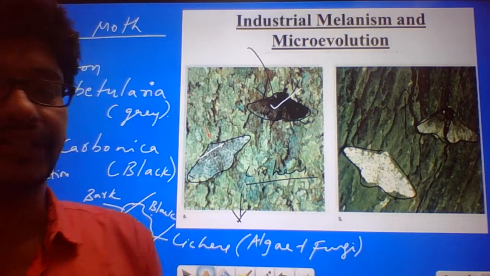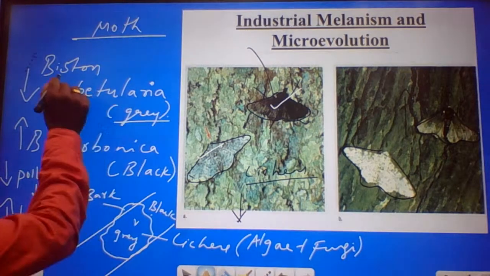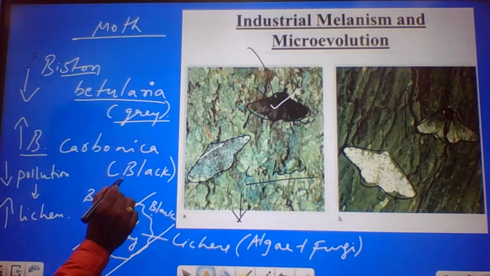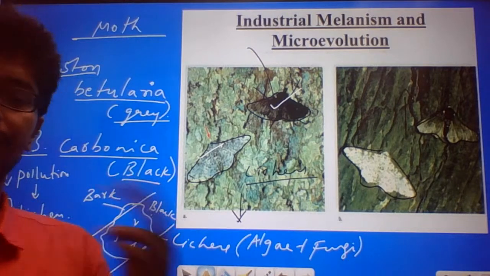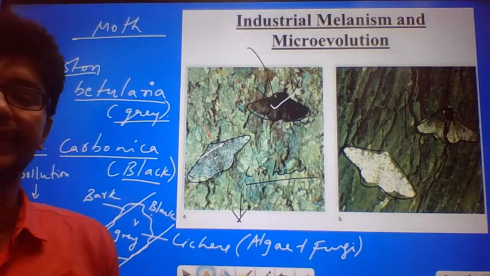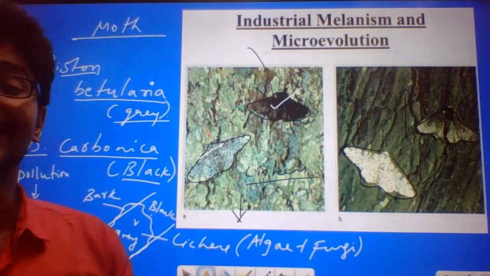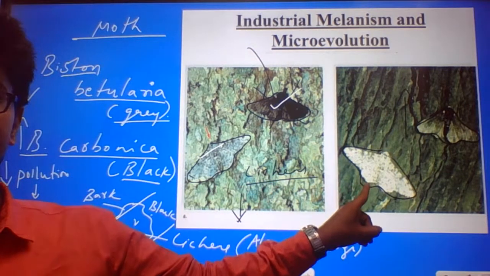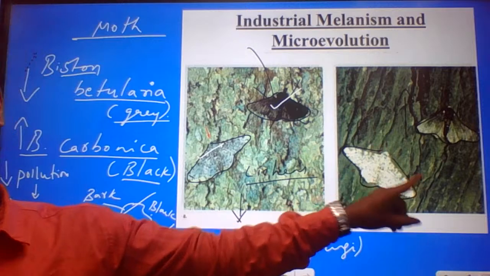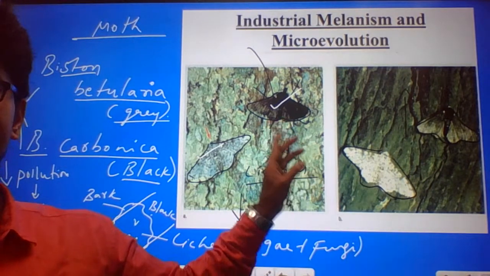So if they ask questions like the name of the moth, the gray moth is Biston betularia. In case of the black moth, it is Biston carbonaria. So two different conditions, two different moths of the same species, where nature is giving opportunity for the survival of these two forms of the same organism, so nature is selecting either the black moth or the gray moth. Nature is giving equal importance to both extreme cases. This is a classical example of industrial melanism.